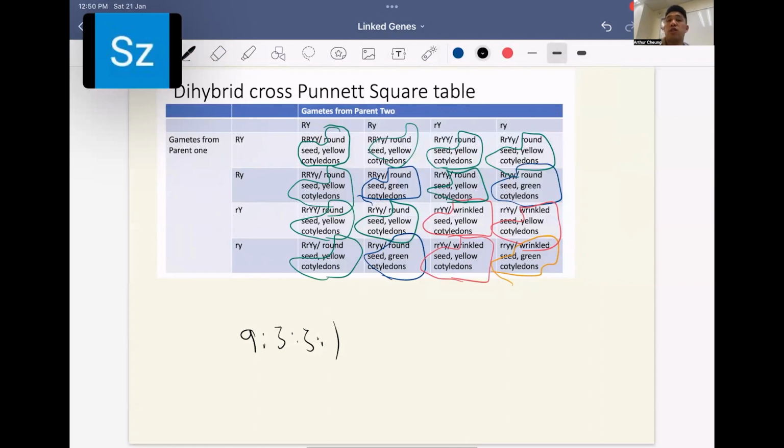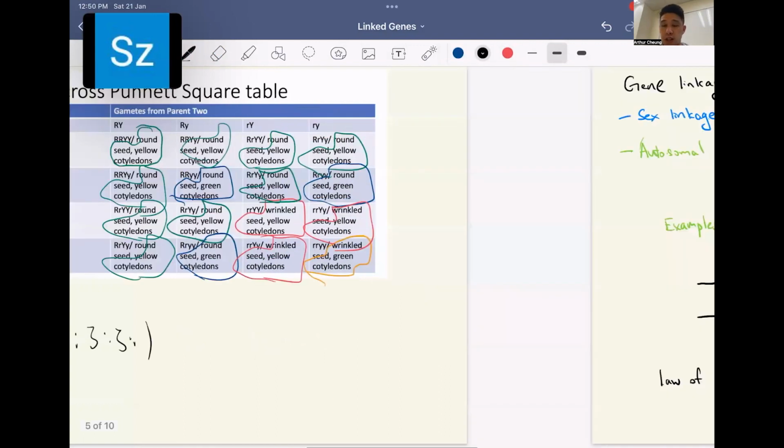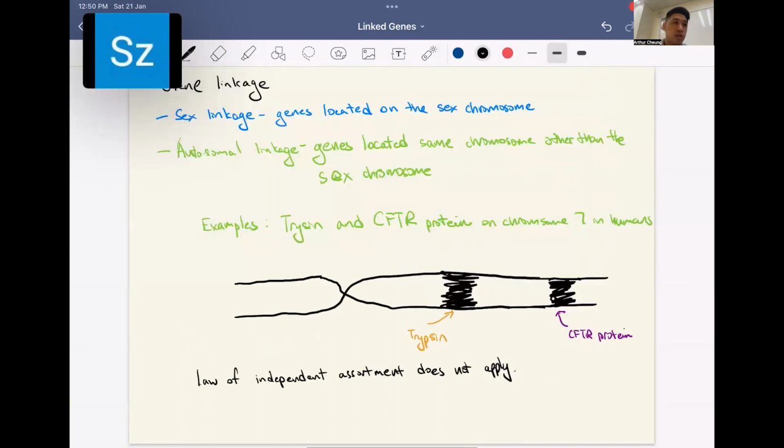However, not all dihybrid crosses result in this ratio. The reason for this is gene linkage. There are two types of gene linkage. The first one is sex linkage, and the second one is autosomal linkage. Sex linkage refers to genes located on the sex chromosomes. In humans, these are X and Y. Autosomal linkage refers to genes located on the same chromosome other than the sex chromosomes.